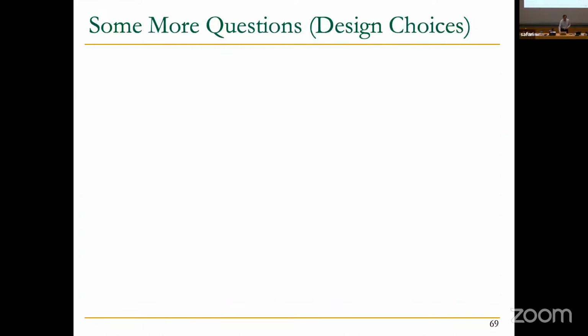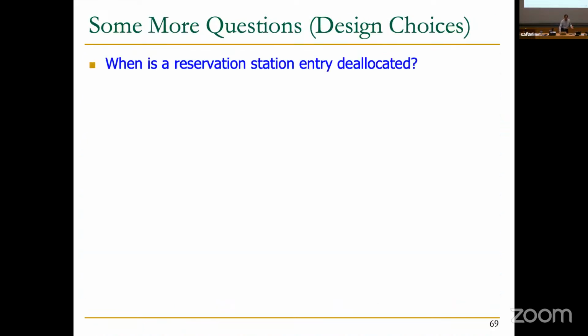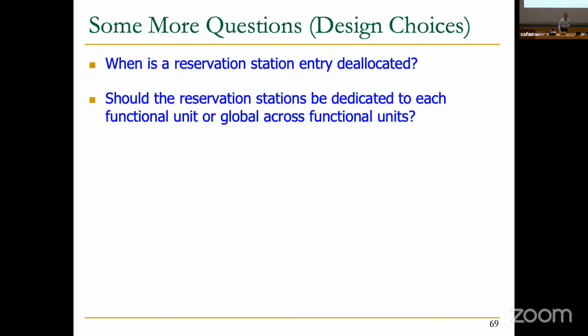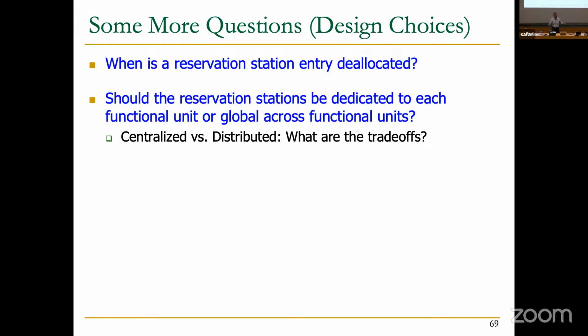Okay, so basically there are a bunch of other questions over here. We discussed one of these. When is the reservation station entry deallocated? Should the reservation stations be dedicated to each functional unit or global across functional units? That's another question, and this is actually interesting because this goes into, should a buffer be centralized or should it be distributed? And there are trade-offs related to this.